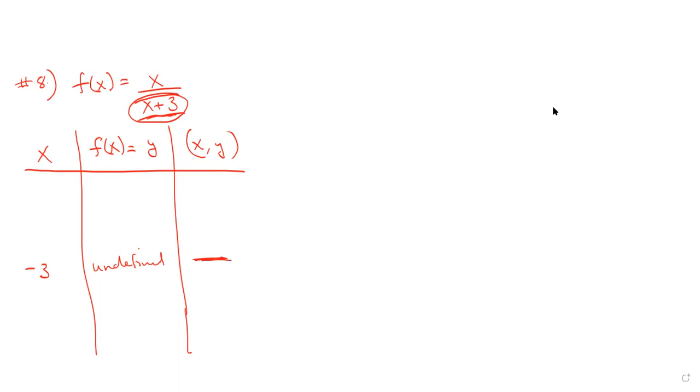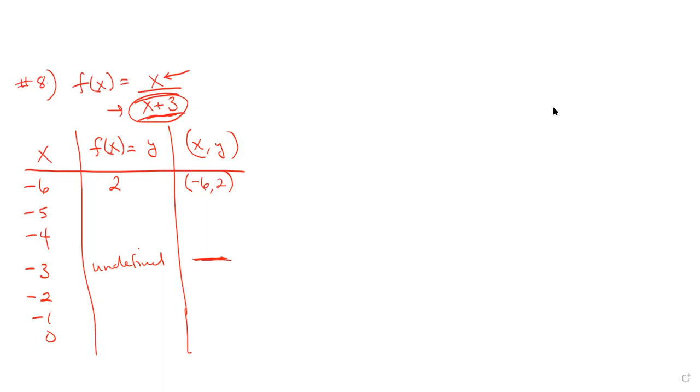So let's pick some values. Let's do -6, -5, -4, which are smaller, and then -2, -1, and 0. That should hopefully give us everything we need to know about this graph. If I take -6 and plug it into x here and here, I'm going to have -6 over -6 plus 3, which is -3. So -6 divided by -3 is +2. So we get (-6, 2).